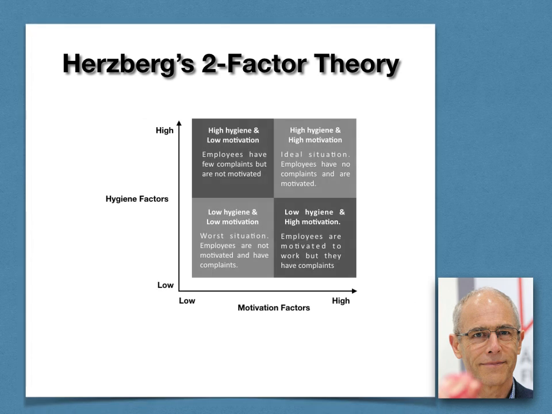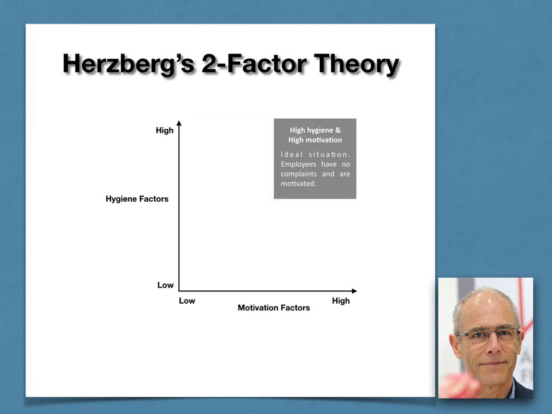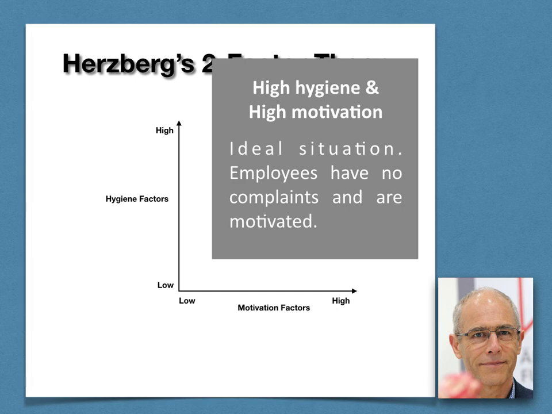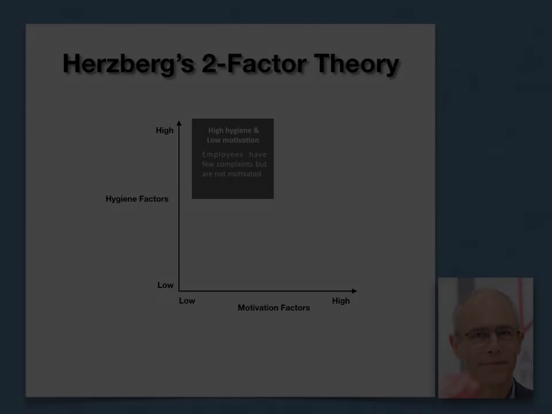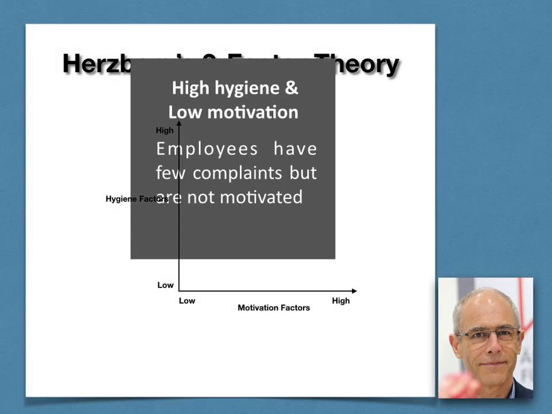There are 4 different combinations that can exist at work. High hygiene and high motivation. This is the ideal situation. Employees are very motivated and barely have any complaints. High hygiene and low motivation. Employees have few complaints, but they're not really motivated. They see their work simply as a paycheck.